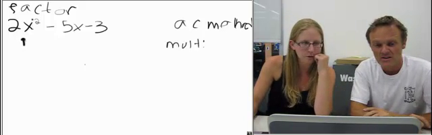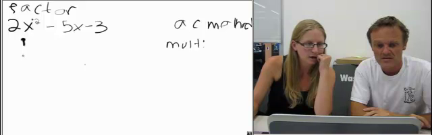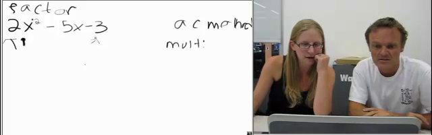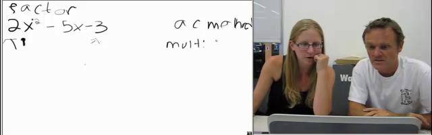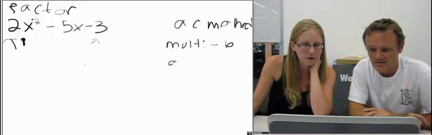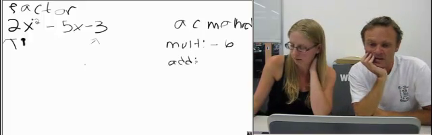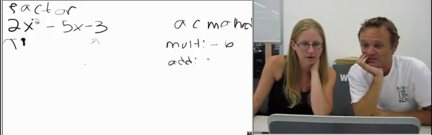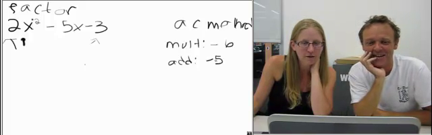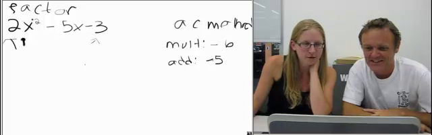Okay, so the first one. So we want two numbers that multiply to the first one times the last one. So 2 times negative 3. I always write it down over here on the side so I don't lose the number that I'm thinking of. That's the negative 6. But you also need two numbers that add up to what? Negative 5. You need to add up to negative 5. That's the number in the middle. That's the middle coefficient.